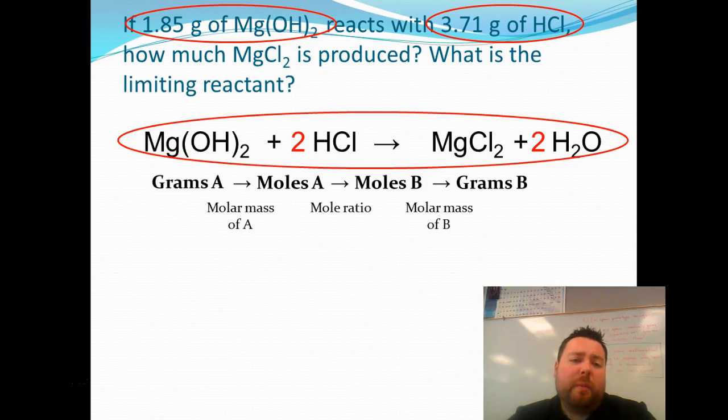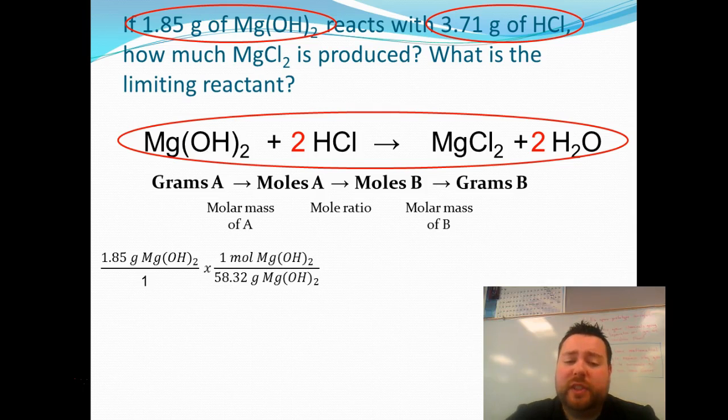So looking at our 1.85 grams of magnesium hydroxide, I can put that down, and as we said many other times, we can also put that over 1, because that is the same thing. And so we're going to go from grams of magnesium hydroxide into moles of magnesium hydroxide, and we do that using the molar mass, which is 58.32 grams per mole of magnesium hydroxide. Okay, so if we were to solve right now, we would be in moles of magnesium hydroxide. But that's not really what we want.